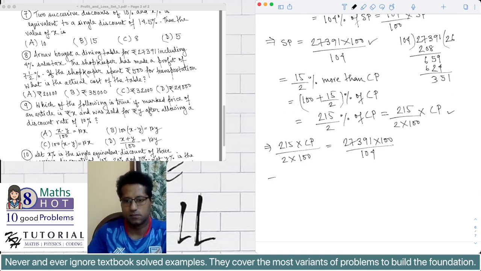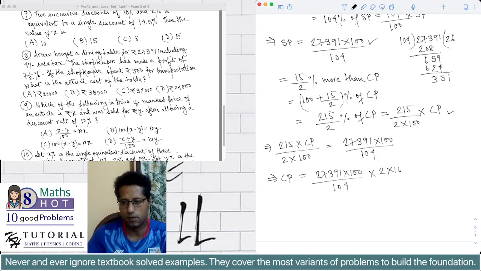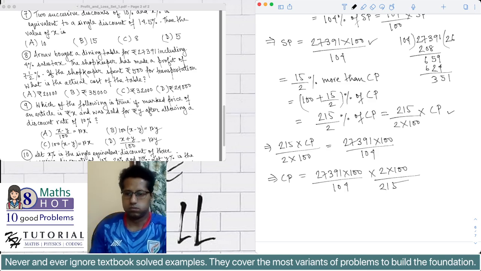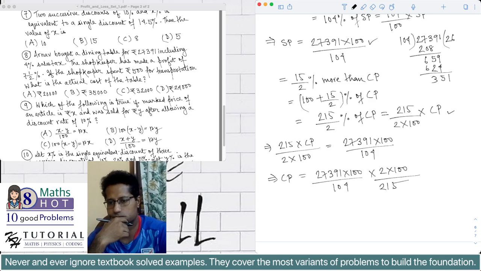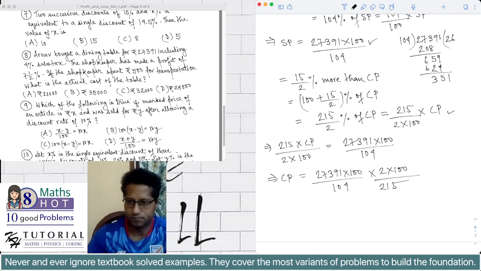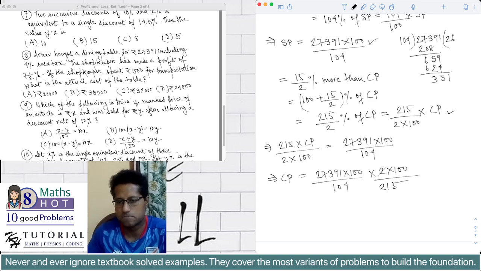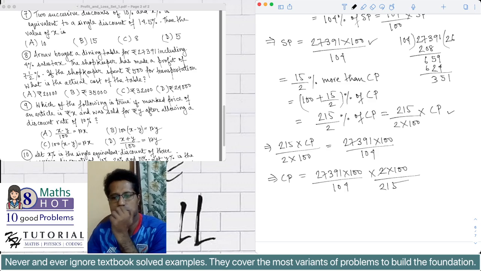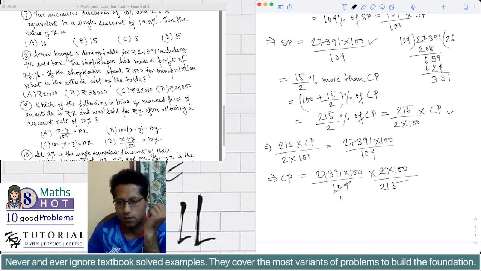So this implies we can solve for CP. CP will be equal to 27391 multiplied by 100 divided by 104 multiplied by 2 multiplied by 100 divided by 215. Okay, 2 cancels. 104 with 52.